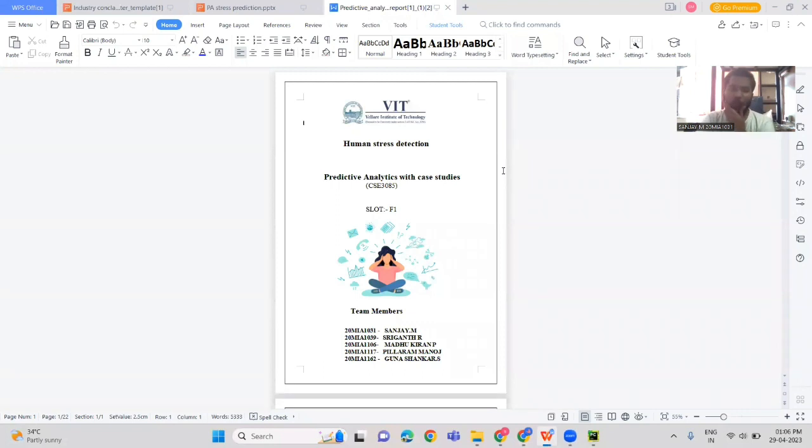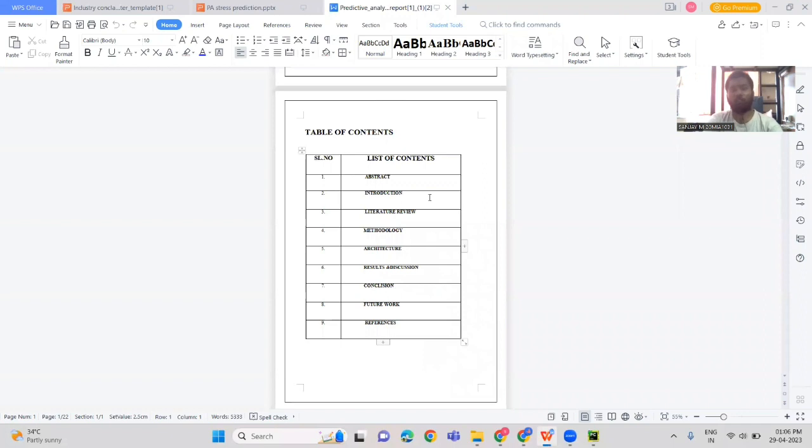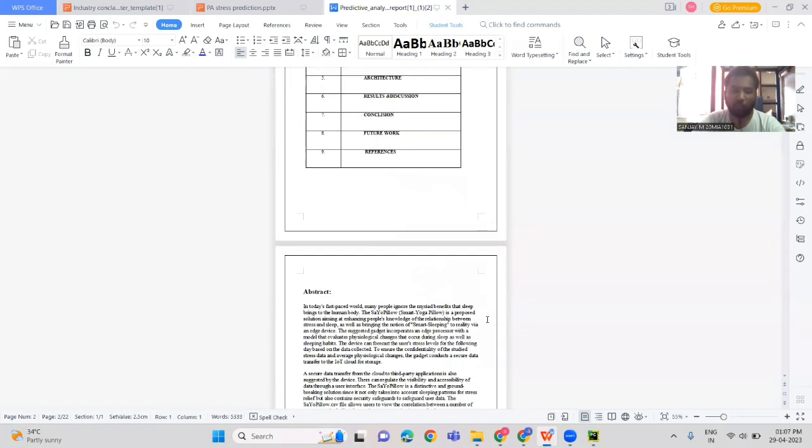Let's see the report of the project. These are the table of contents of our report: abstract, introduction, literature review, methodology and architecture, results and discussion, and final conclusion.